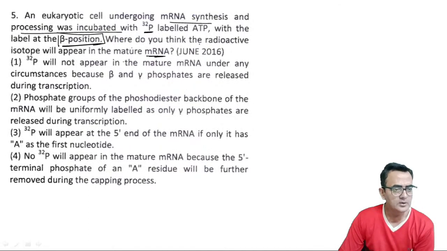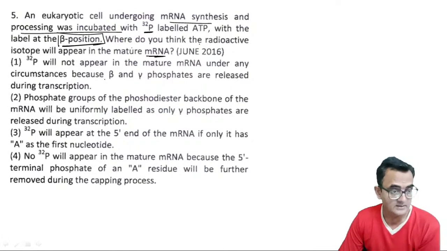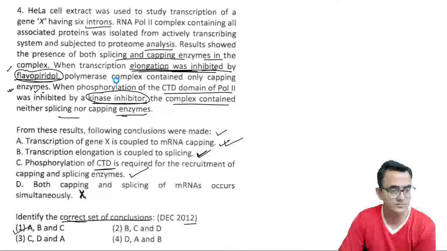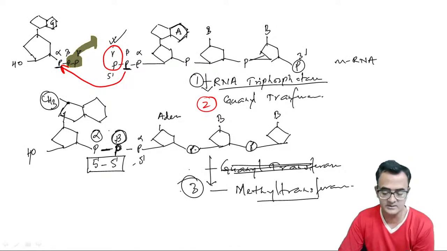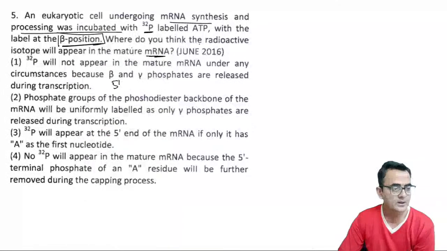P32 will not appear in the mature mRNA under any circumstances because beta and gamma phosphate are released during the transcription. See, this is correct, but not for the 5' end. We have seen at the 5' end, I'm coming to the figure again, beta is still there, isn't it? So this statement is wrong.